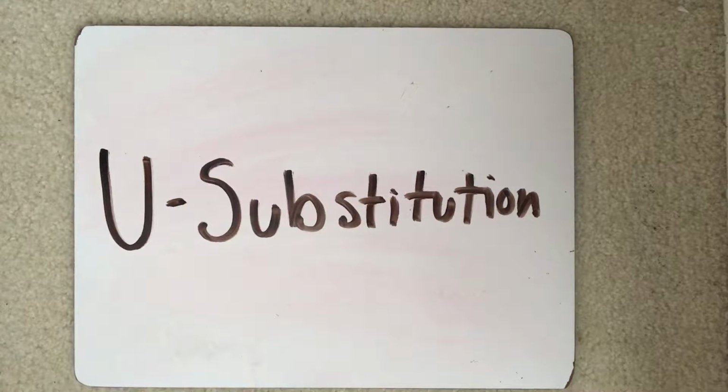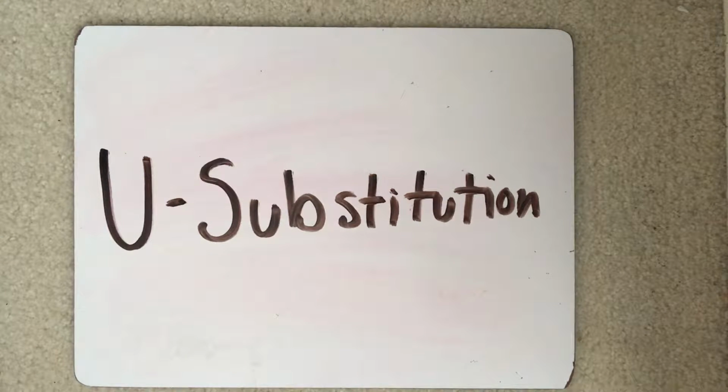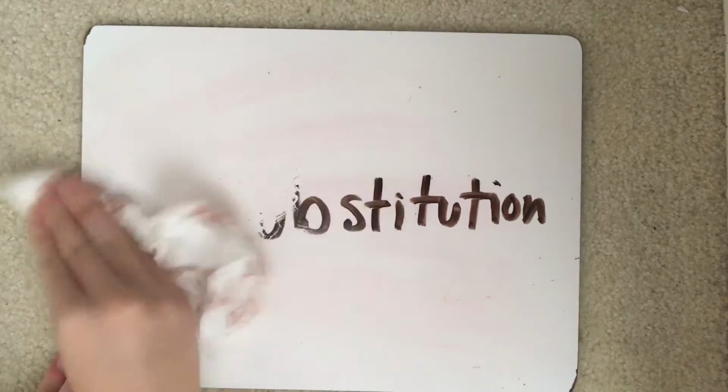U-substitution is a concept of integral calculus used to reverse the chain rule. Essentially, it allows you to replace a long, drawn-out equation with a variable, u, in order to make integration easier. Let's look at our first example so we can go over the basic concepts of U-substitution.